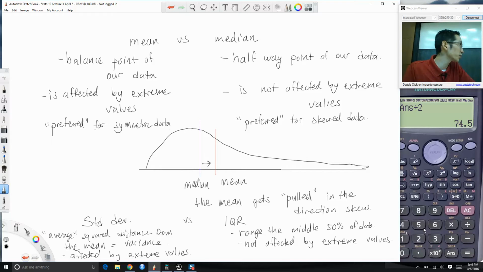What is preferred in what situation? Well, it just depends on whether or not you want your summary statistics to kind of reflect the presence of extreme values. Okay? If you want that, then you'd use the ones that are affected by extreme values. And if you don't care about extreme values, then choose the other one.